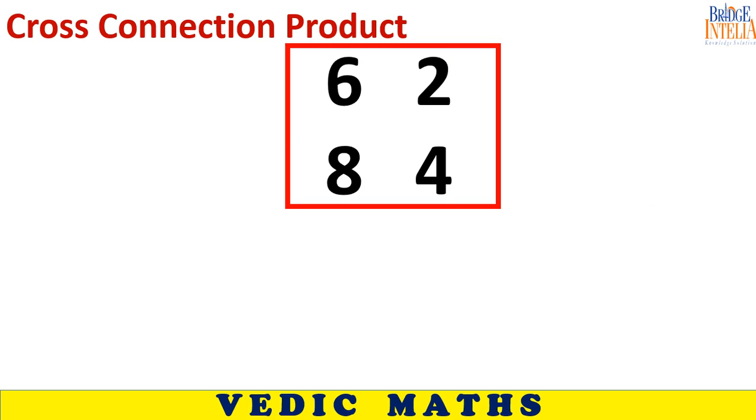Suppose there are two columns of numbers. You can see there are four numbers written inside the box. This is the red box, and inside it there are four numbers. Connect them crosswise. That means connect 6 with 4 and 8 with 2. After cross connecting, you have to take their product and add it.